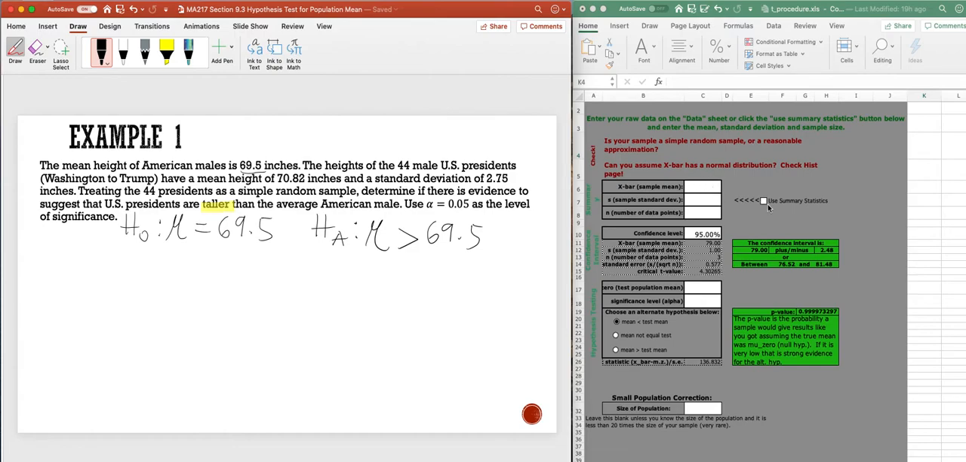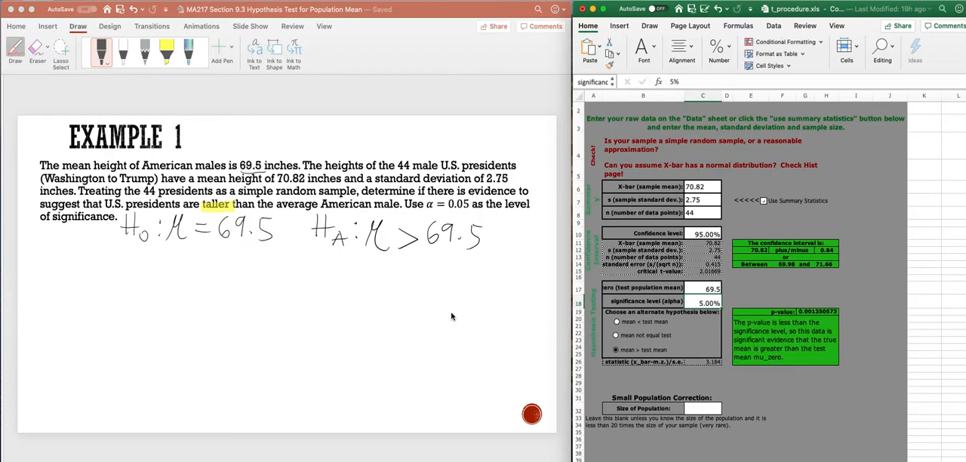Okay, so we are using summary statistics for this. We have a value for x bar, that being the 70.82. The sample standard deviation is 2.75. The number of data points that we have is going to be 44. The test population mean is that 69.5 that we indicated. The level of significance we have is 5%. And we want this to be a greater than alternative hypothesis.